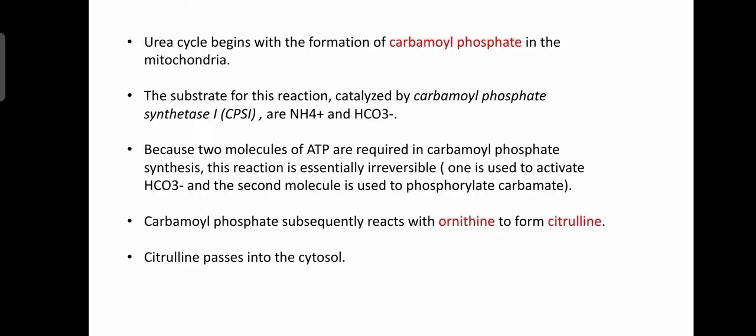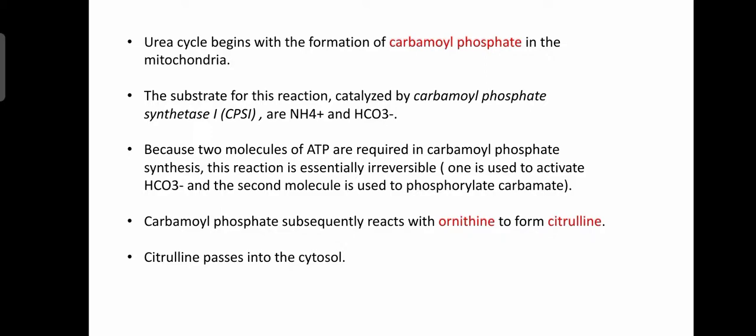Bicarbonate, we all know, is a byproduct of the metabolic pathways taking place in the human body. Two molecules of ATP are required in carbamyl phosphate synthesis. The main important thing we want to remember is that this reaction is essentially irreversible. One ATP is used to activate the bicarbonate and the second molecule is used to phosphorylate the carbamate. For this purpose, it requires 2 ATP molecules.